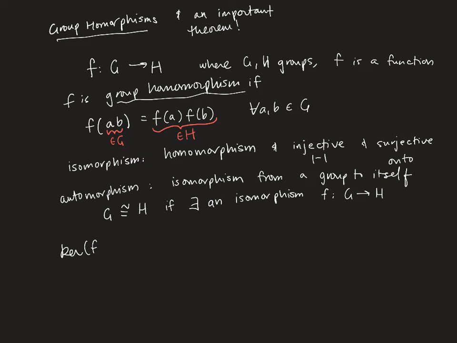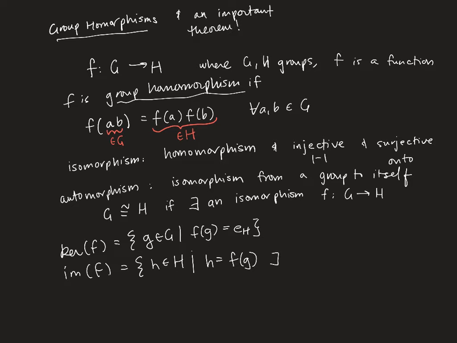A couple other quick reminders. The kernel of my group homomorphism is going to be all the elements g in G where f of g is the identity element of H, and the image of f is going to be all the h in the codomain H, where h is equal to f of g for some g in the group G. So kernels and images will be important for what we're going to talk about.